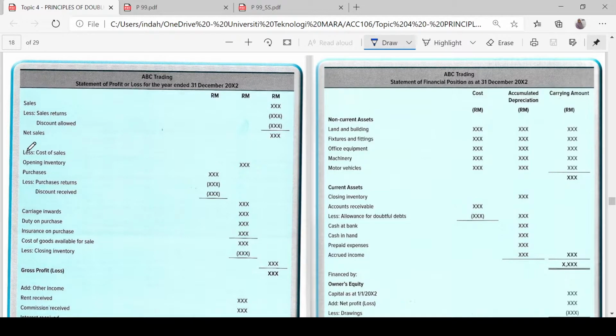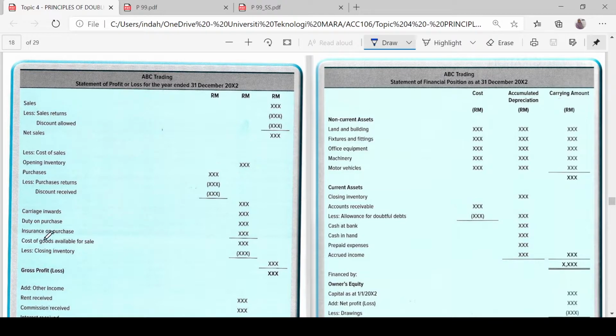Then sales will be minus cost of sales. How to calculate cost of sales? Cost of sales consists of opening inventory, purchases, and then minus any purchase return or discount received. Do we have any other costs related to purchase? If yes, then you add them here, for example carriage inwards, duty on purchase, insurance on purchase. If you don't have these costs, then you don't have to show them in the statement of profit or loss.